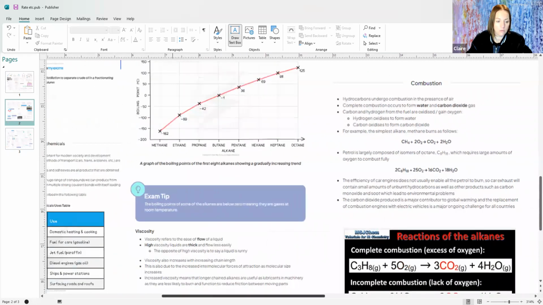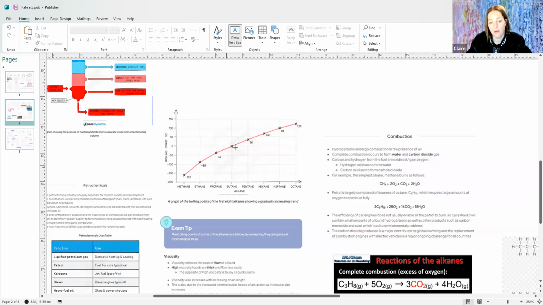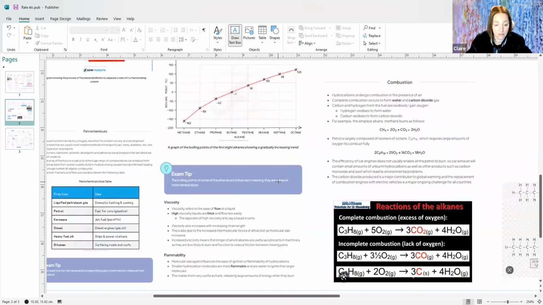And then what have we got here? What's in this bit here? Petrochemicals. Oh yeah, I put a little table there of all the different fractions and their uses. A little bit of information there. Edit that as you wish. And oh yeah, the physical boiling points of them. It's just a visual showing there of how the boiling point increases.